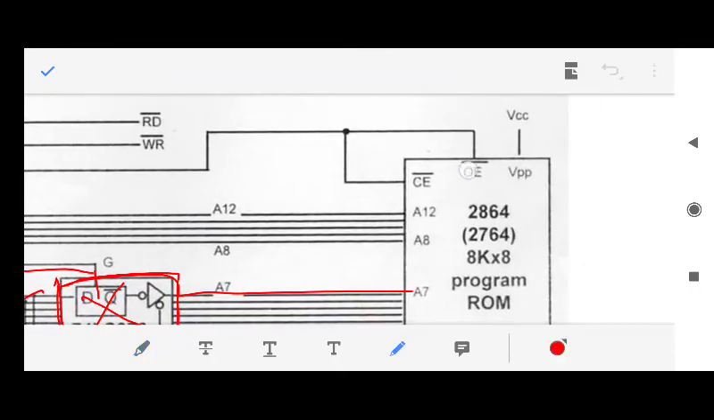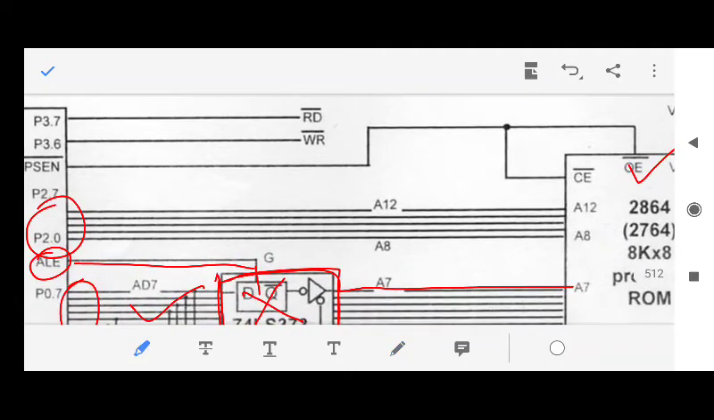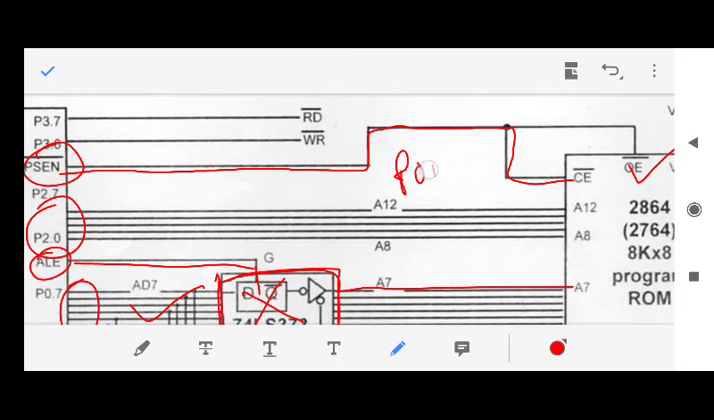Now how to select this IC? To select the IC, you have a chip select signal or chip enable signal, both are the same, you can write anything. The chip enable signal should be connected to the program store enable pin only in case of ROM. If you have RAM, you need not connect this. In case of RAM, you have to use the remaining address lines to connect to this chip enable signal.